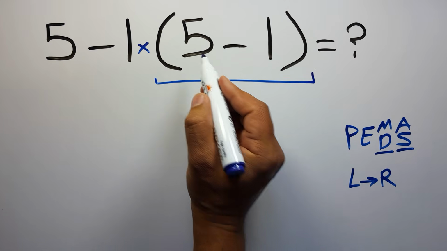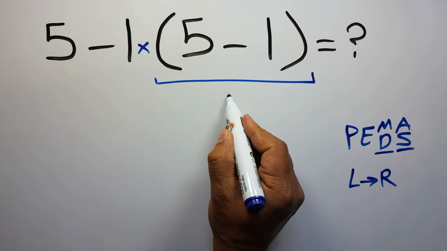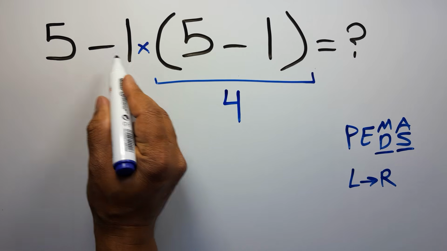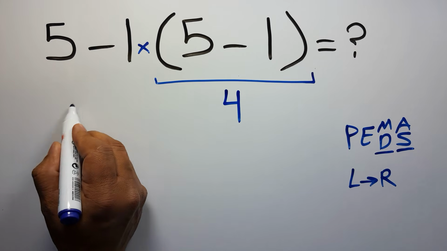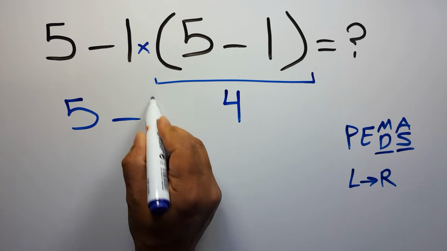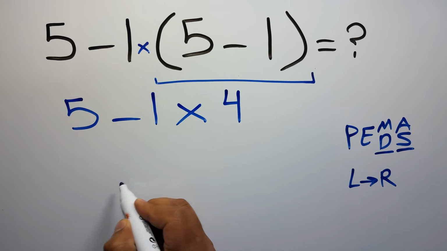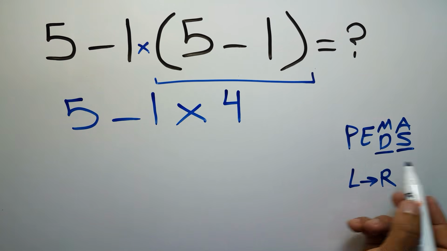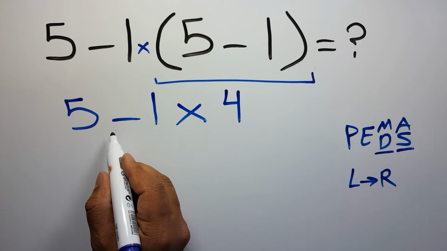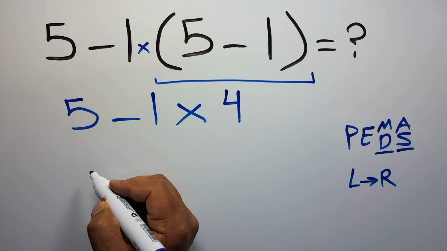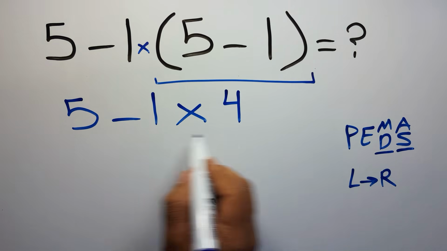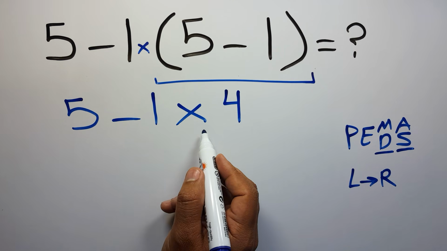Inside this parentheses we have 5 minus 1, which equals 4. So 5 minus 1 then times 4. Now we have one subtraction and one multiplication. According to PEMDAS, multiplication has higher priority than subtraction because multiplication comes before subtraction. So here, first we have to do this multiplication.